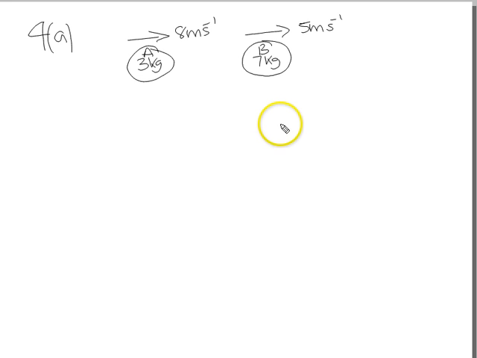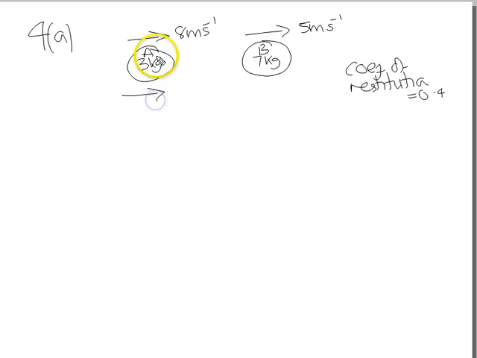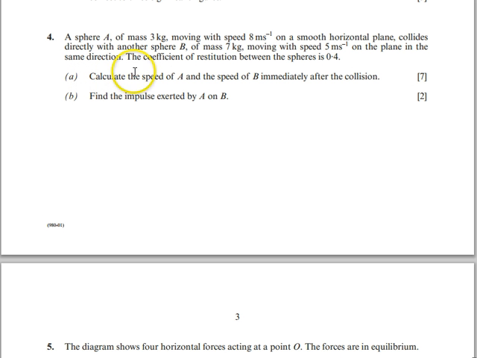The coefficient of restitution is 0.4. Let me just put that down then. e equals 0.4. So after the collision, this one will be moving with velocity, we can label that as VA, and this one will be moving with velocity VB. So let's just look back at the question and see what it wants us to find out. That's all the information we've got. So calculate the speed of A and the speed of B immediately after the collision. Okay, good. So let's have a go at that then.